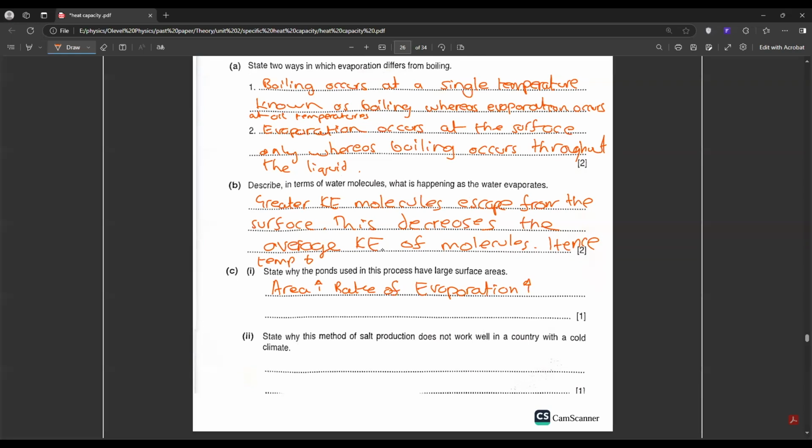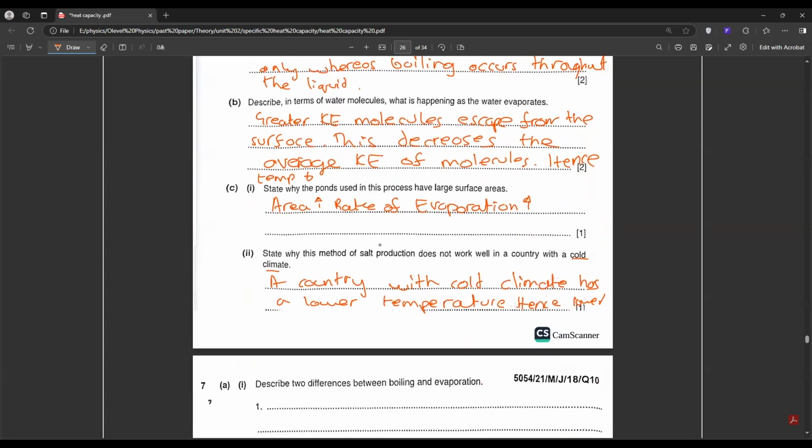State why this method of salt production does not work well in a country with a cold climate. Why does it not work well in a country with cold climate? A country with cold climate has a lower temperature, hence lower rate of evaporation. Let me scroll down a bit. Lower rate of evaporation.